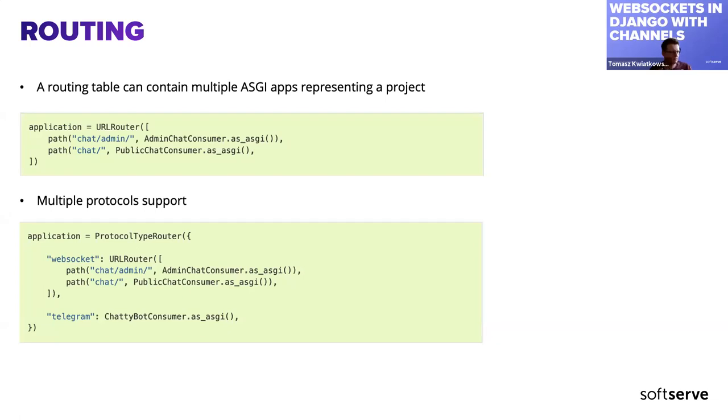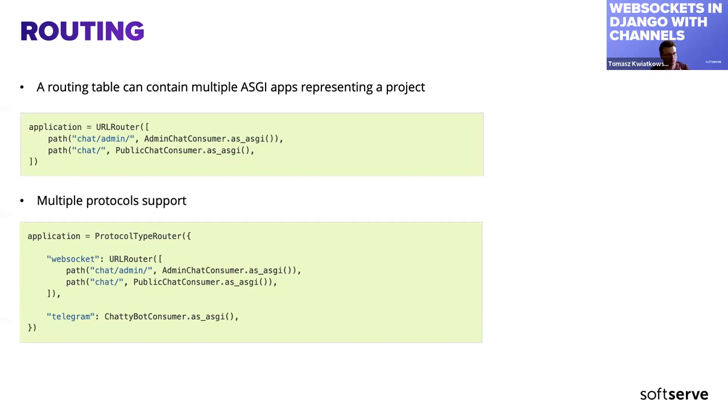I'd say it's very similar to the approach that Django already has to the HTTP handling. So we have this URL router, and we are defining the paths and assigning to those paths the ASGI applications, which are actually those consumers that will consume our events that will arrive to this particular endpoint.